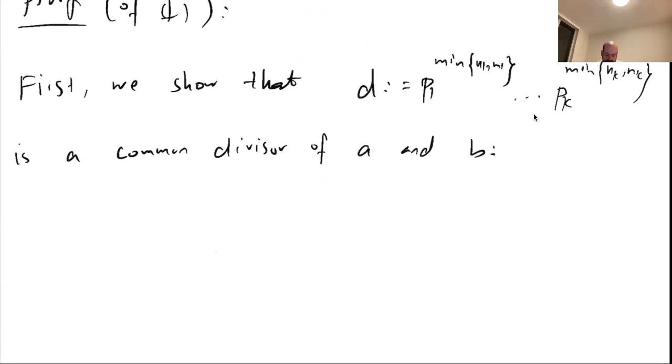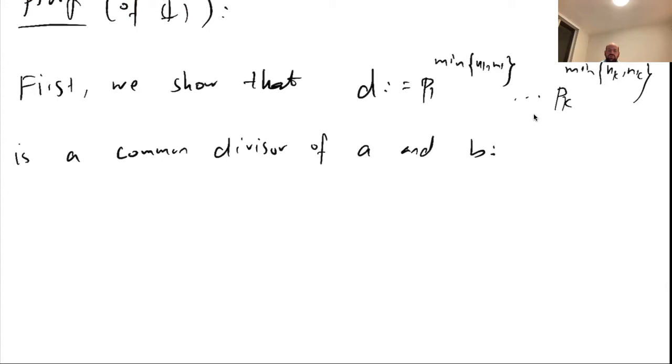Now let's look at A. What is A? A is P1 to power N1 all the way to Pk to power Nk. If I want to show that one number is a divisor of another one or is a factor of another one, how can I do that? I have to write the second number as the first number times some other number, right? So for example, you want to show 5 is a factor of 10. How would you do that? You can write 10 as 5 times another number, which is 2 in that case. And then that means 5 is a factor of 10, or 5 divides 10.